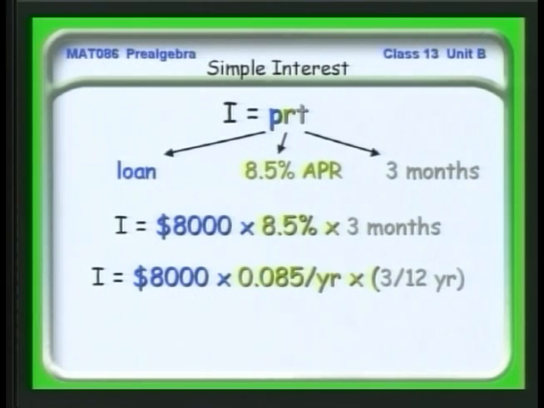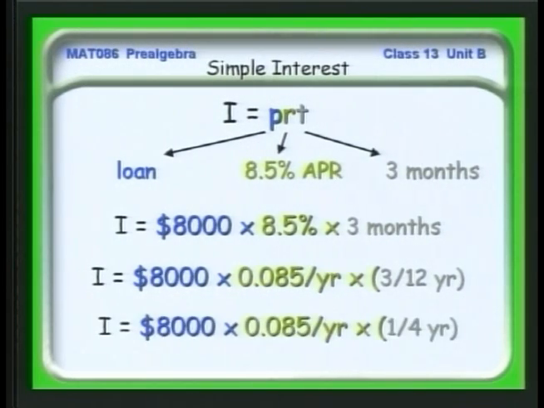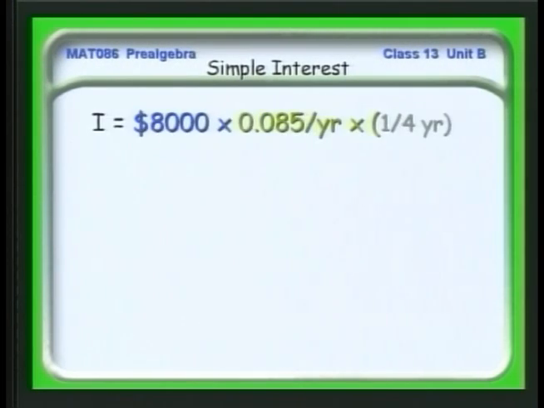8,000, the principal, expressing the interest rate as a decimal, and then I need to express months as a year. 3 months is 3/12 of a year, so I can use that fraction there. 3/12 is equivalent to 1/4. On the next slide, we'll continue with the calculation. This is what we have so far.